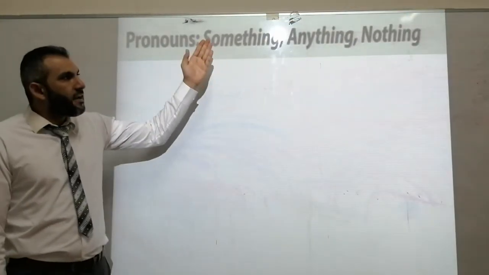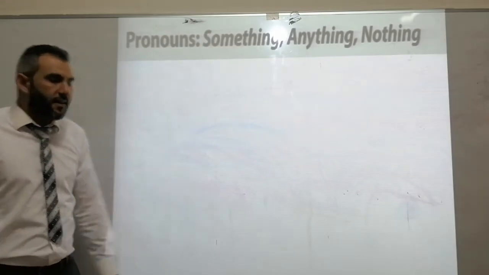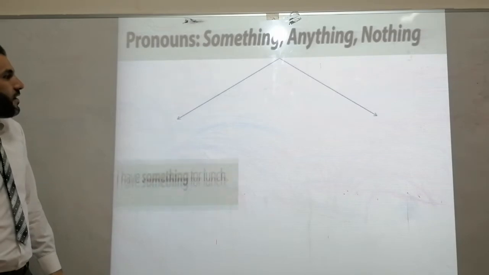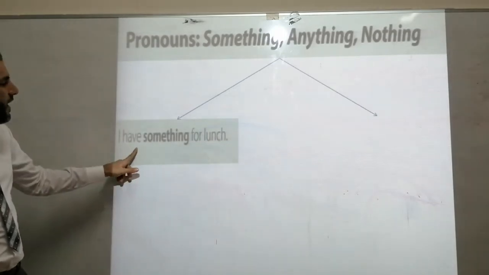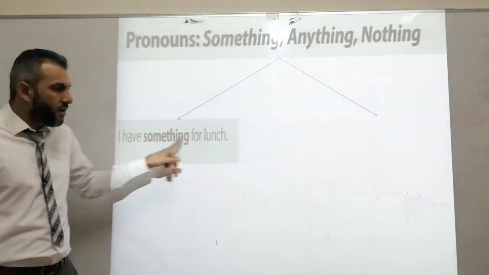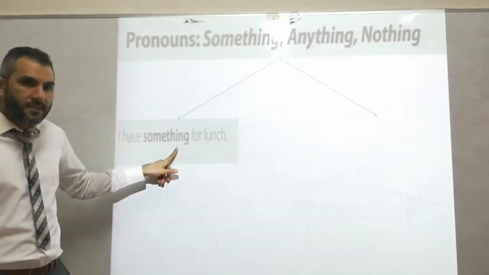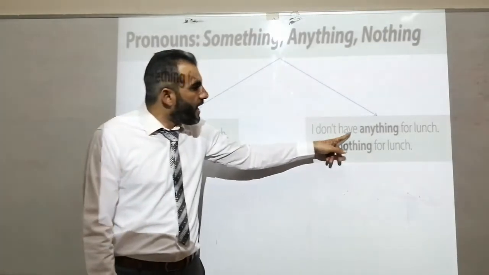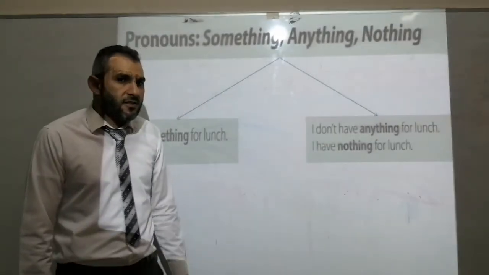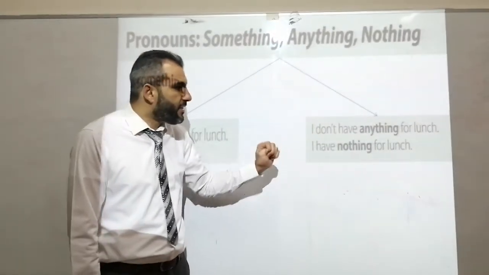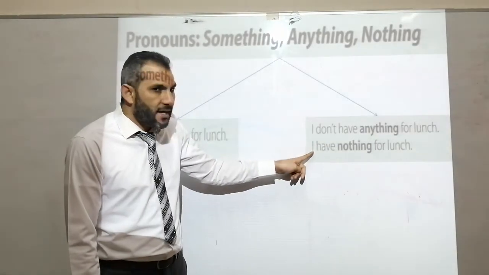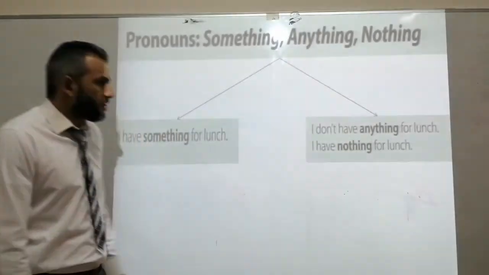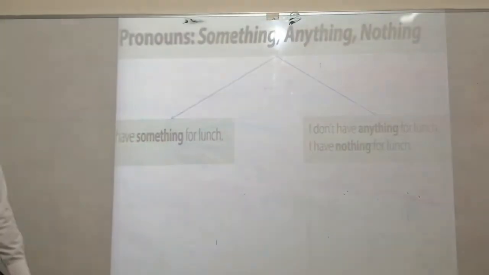Pronouns: something, anything, and nothing. Examples: I have something for lunch. The next one: I don't have anything for lunch. The second one: I have nothing for lunch. Okay?